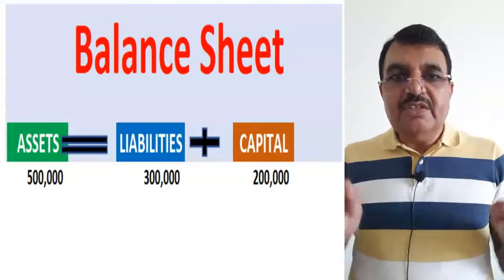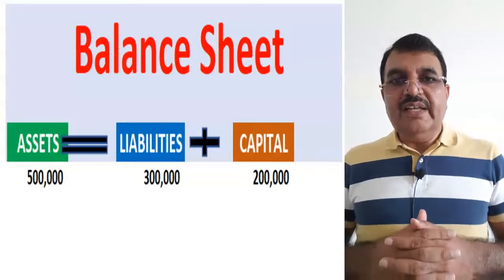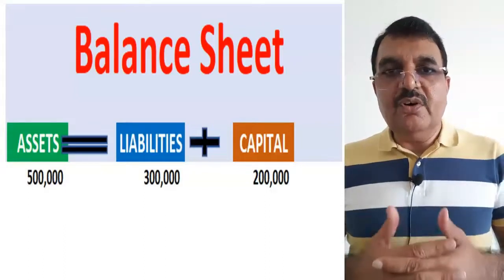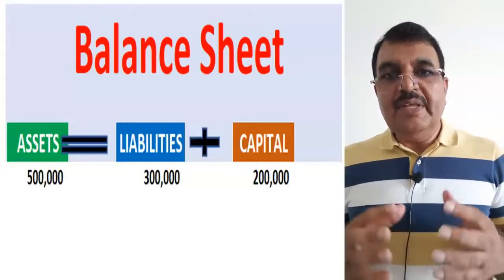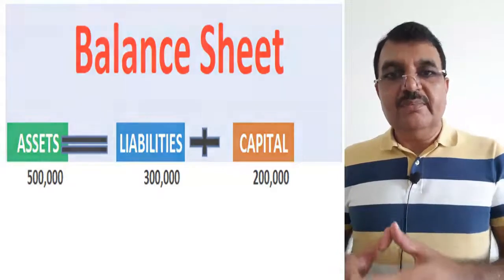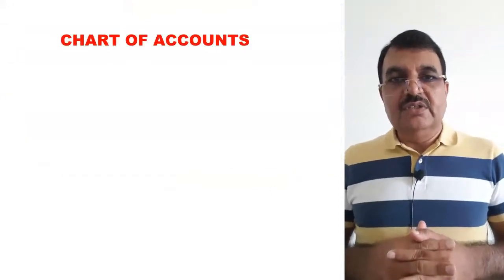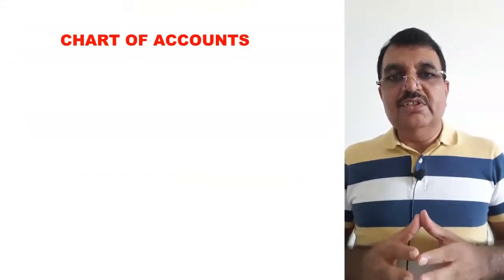Similarly, I need to know the assets I own, the liabilities I owe, and the capital I invested, but the summary balance sheet doesn't tell me much. More granular information is only possible if I break up these summary numbers into smaller subcategories. Let us see how a chart of accounts answers all these questions.